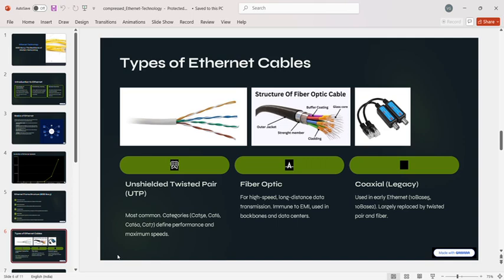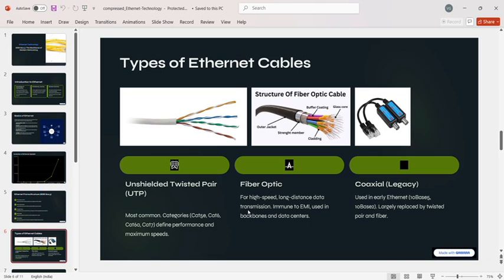Next, the fiber optic cable. In the name itself, fiber optic means that the data is sent through light energy, right? The fiber optic cable is different from other cables because of this. It supports long distance data communication at high speed, and is immune to EMI, used in backbones and data centers.